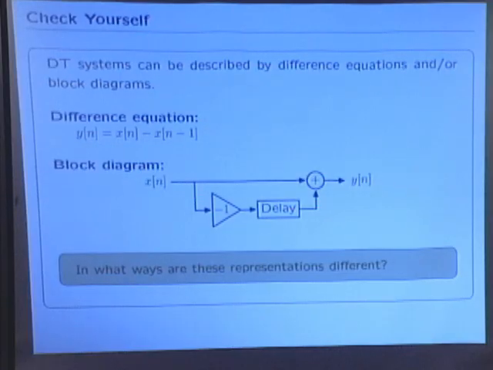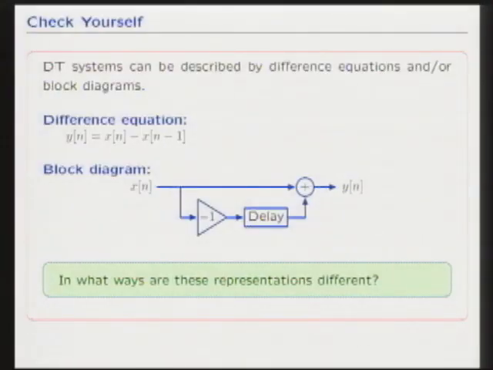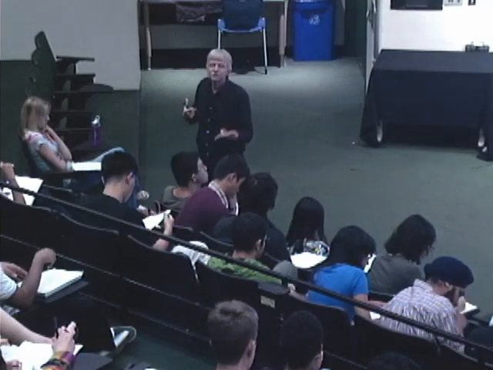There's more information. In kind of computer science terms, we would say that the difference equation is declarative. It tells you a statement of fact, not necessarily what you can do with it. The block diagram is imperative. It tells you how to do something. And those are very different. So the difference equation is concise, precise, and declarative. The block diagram is imperative. Do this, do this, do this.